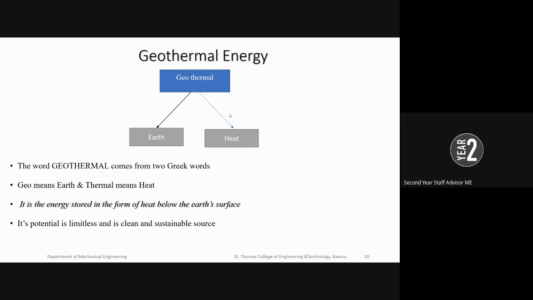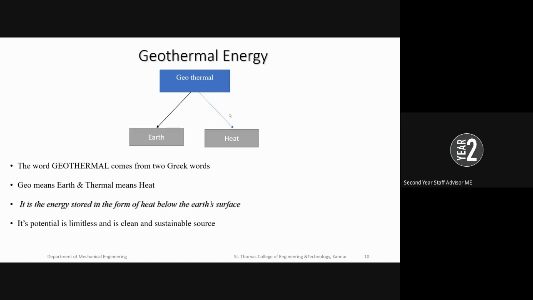From the name itself you get an idea that it is the heat energy obtained from the earth, where you have to consider the surface of the earth or the inner part of the earth. This word geothermal is derived from the Greek word, and we already know the meaning. So you can describe this energy as energy stored in the form of heat below the earth's surface.